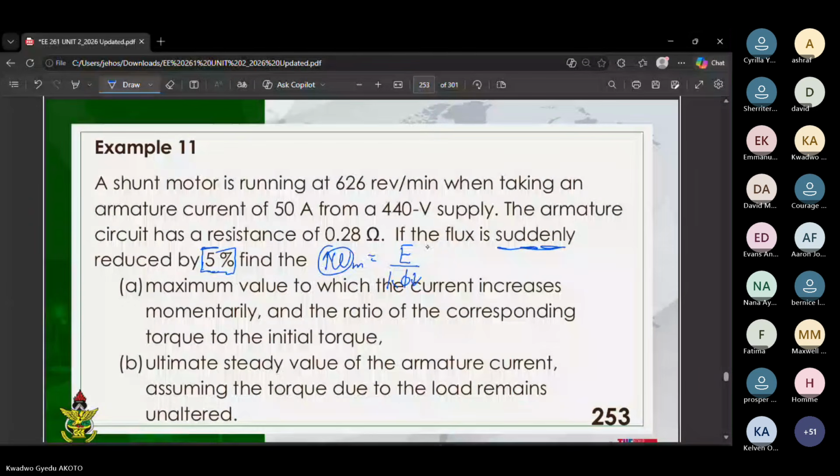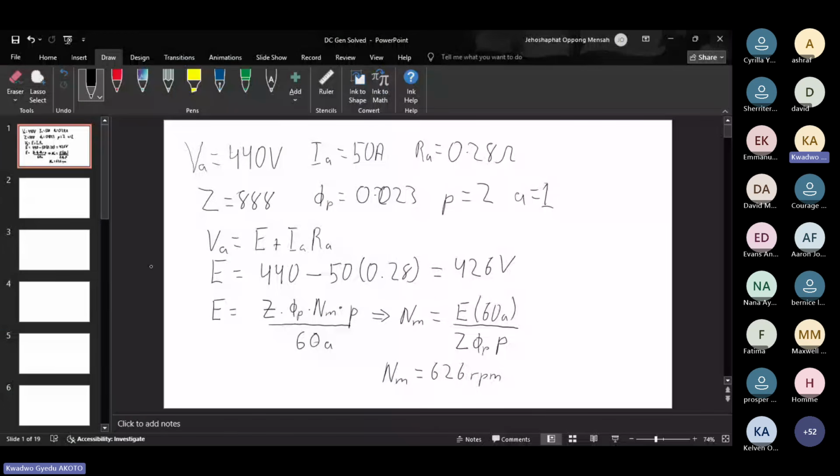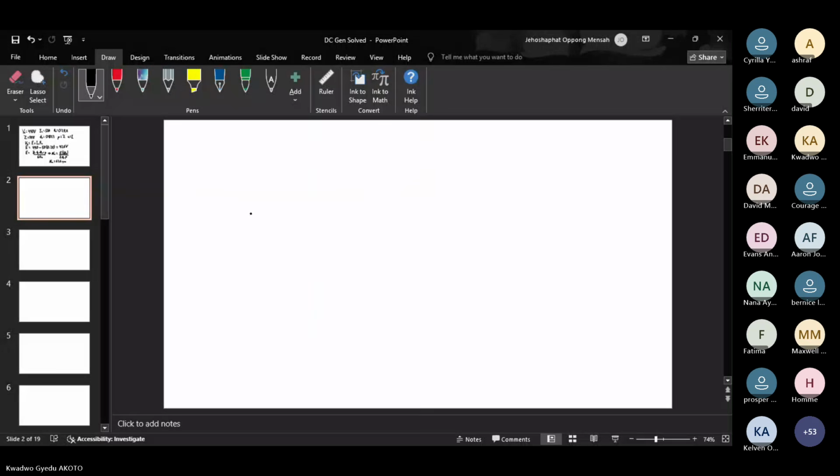So our initial EMF is going to be E equal to 440 minus 50 times 0.28, which is equal to, we've already found this, right? The first example we had the same parameters, so 426 volts, right?